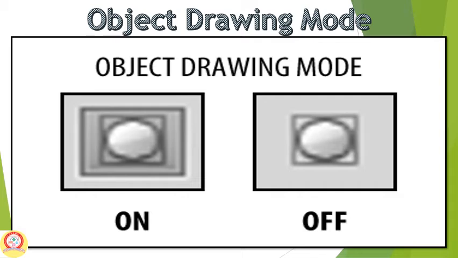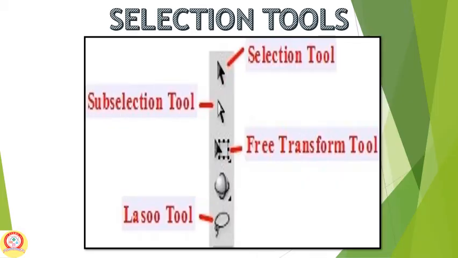When you select a shape that you created in object drawing mode, it is surrounded by a rectangular bounding box. You can use the pointer tool to move the object. Selection tools. The selection tools and the lasso tools can be used to select single or multiple objects.